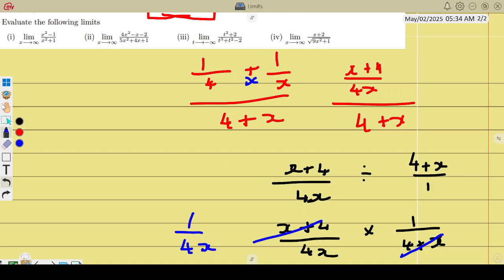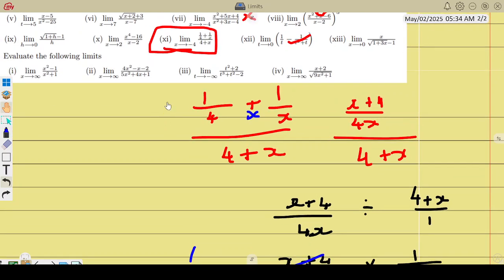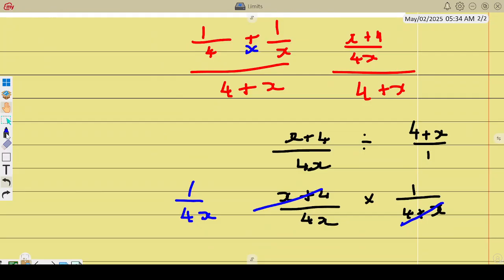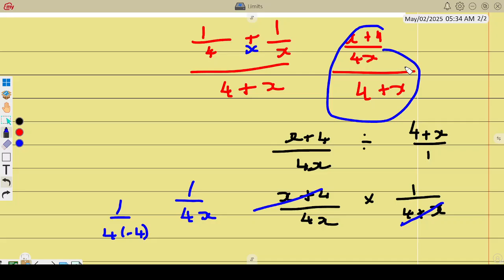And then what is the limit being approached? The limit is x is approaching negative 4. Yeah, so this is 1 over 4 times negative 4. We are going to get 1 over negative 16. Yeah, so I think the work was just here to simplify.